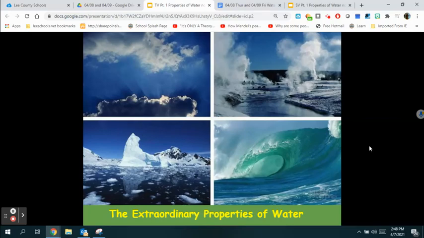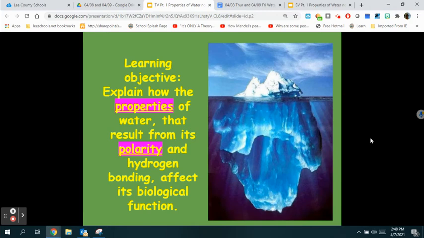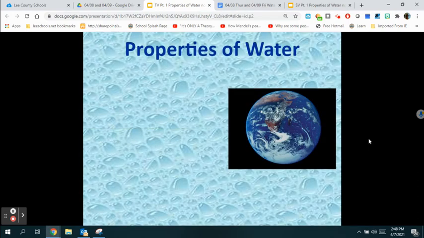The extraordinary properties of water. Learning objective: Explain how the properties of water that result from its polarity and hydrogen bonding affect its biological function. Properties of water.